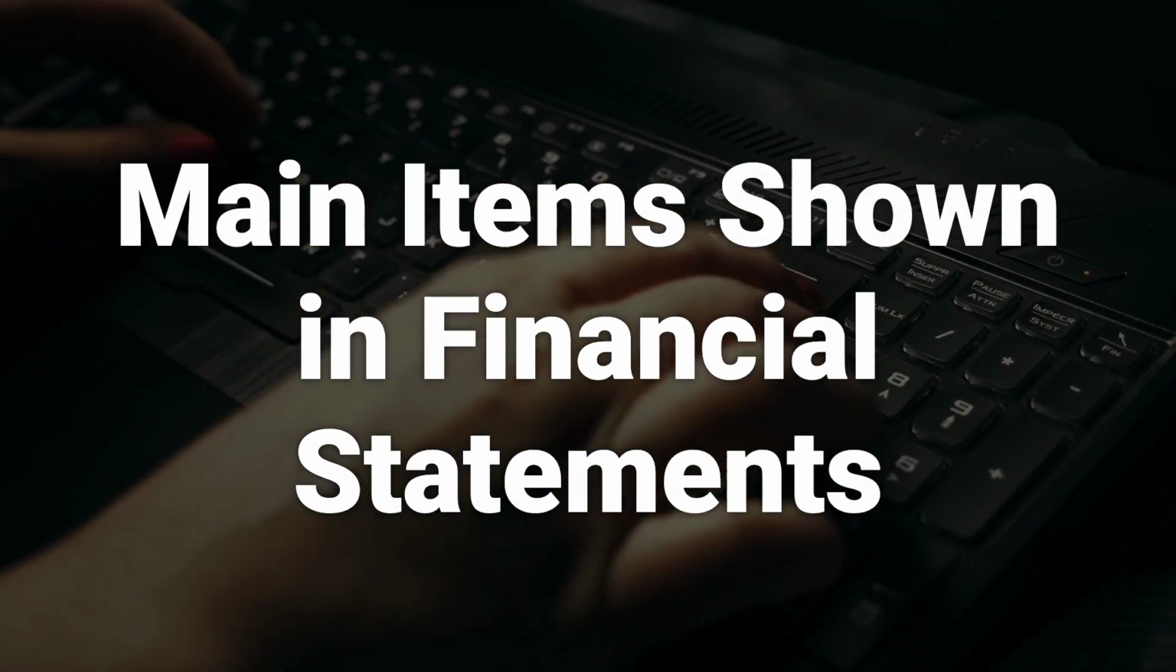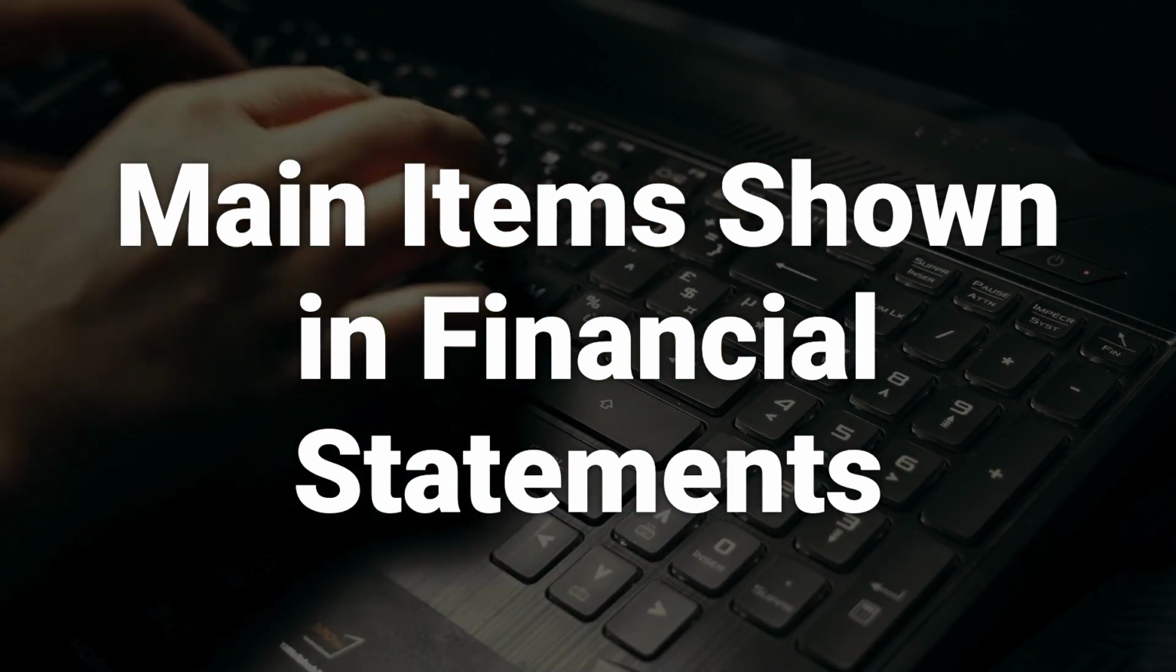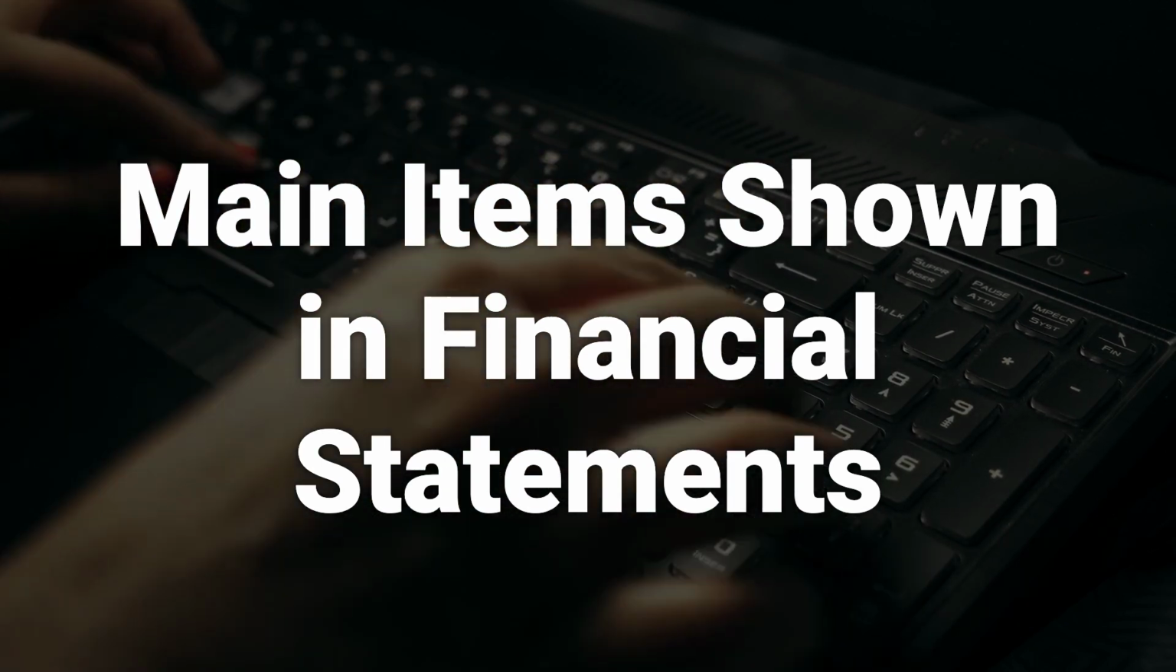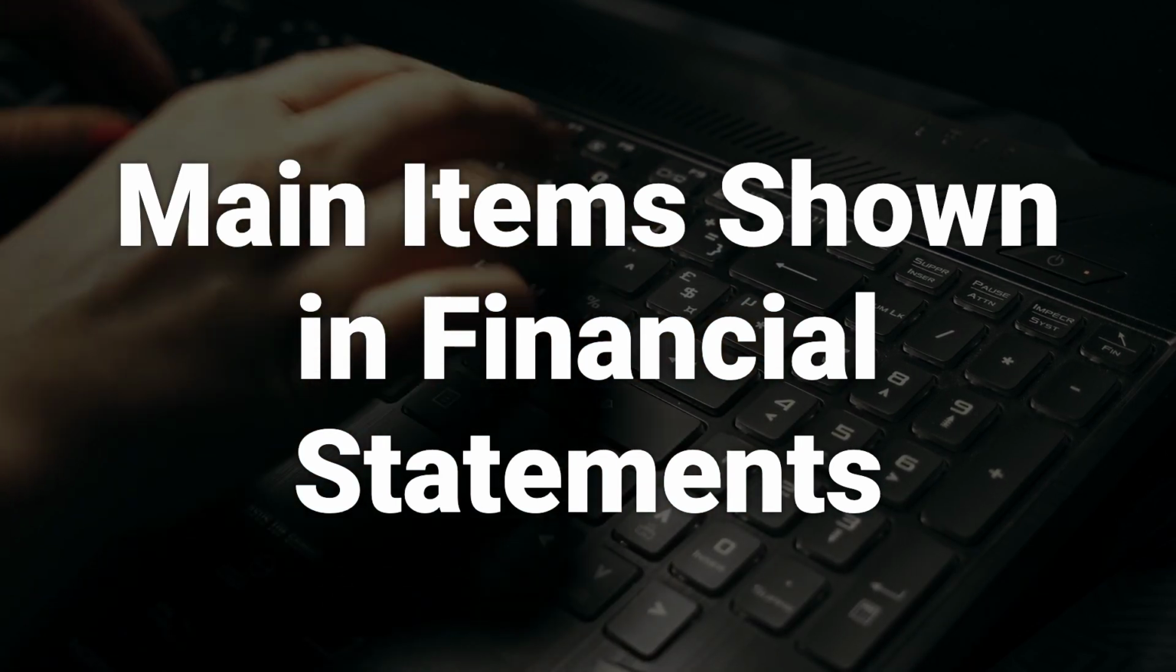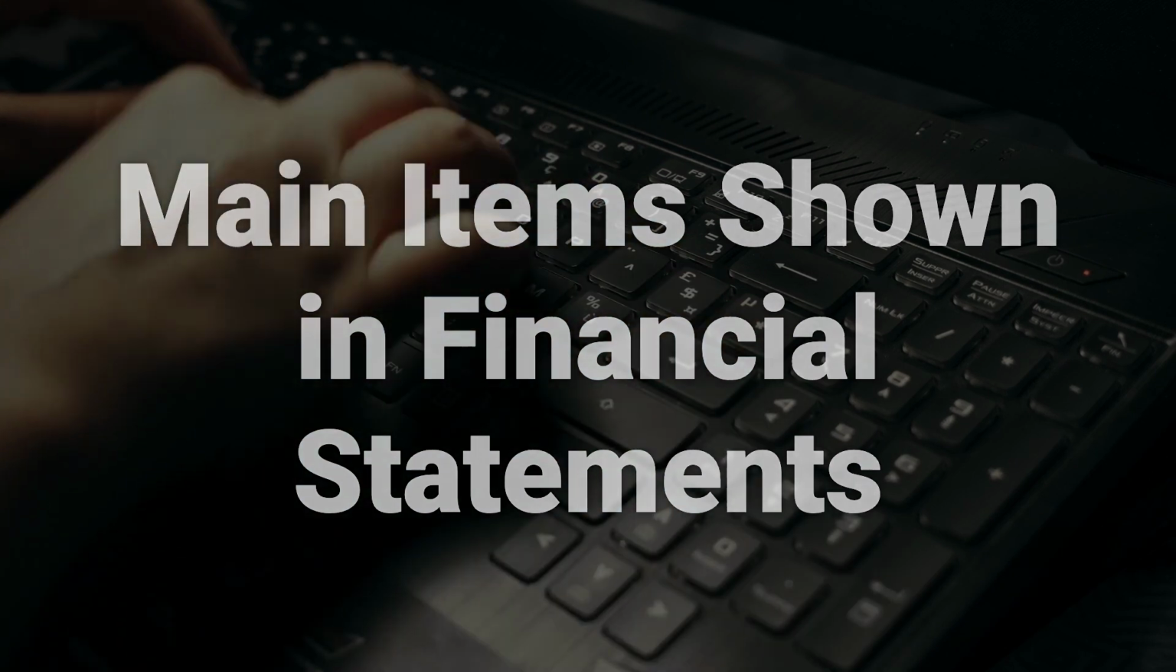The most common line items in a financial statement are revenues, costs of goods sold, taxes, cash, marketable securities, inventory, short-term debt, long-term debt, accounts receivable, accounts payable, and cash flows from various activities.